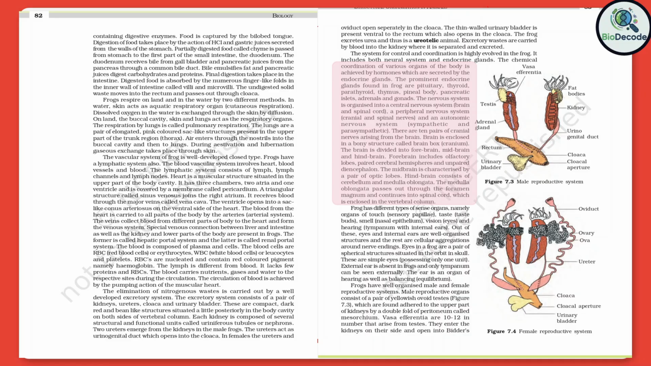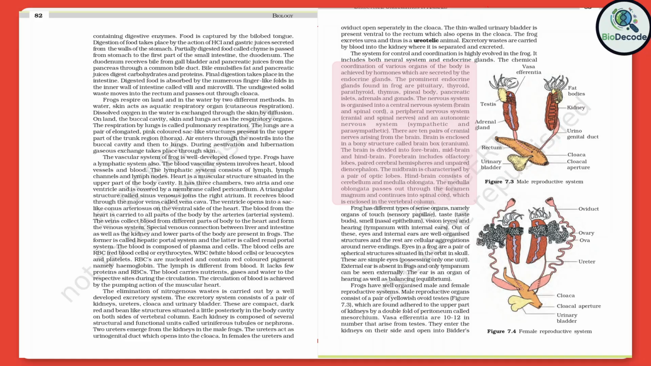The prominent endocrine glands found in frog are pituitary, thyroid, parathyroid, thymus, pineal body, pancreatic islets, adrenals, and gonads. The nervous system is organized into a central nervous system, brain and spinal cord, a peripheral nervous system, cranial and spinal nerves, and an autonomic nervous system, sympathetic and parasympathetic. There are 10 pairs of cranial nerves arising from the brain.